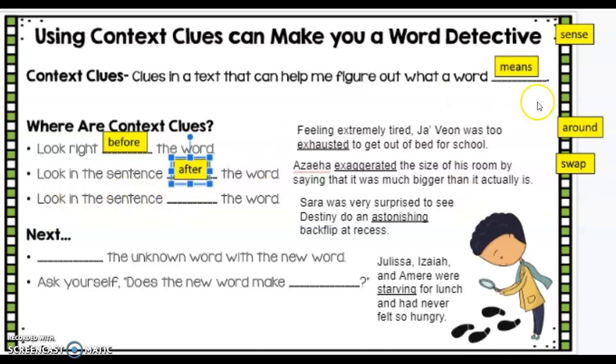Look in the sentence around the word. For example, Sarah was very surprised to see Destiny do an astonishing backflip at recess. So the underlined word here, astonishing, could mean that she was very surprised. Let's plug it in and see if it makes sense. Sarah was very surprised to see Destiny do a backflip at recess. That makes sense.